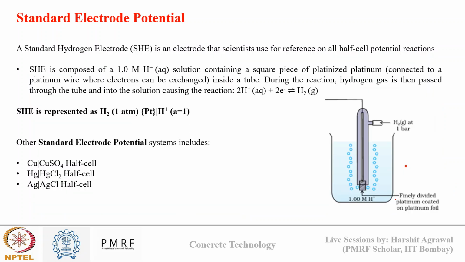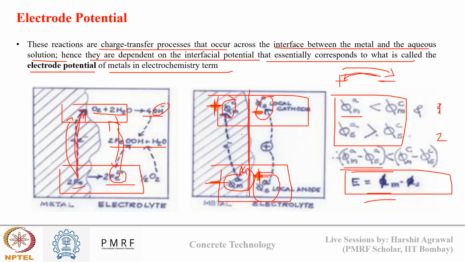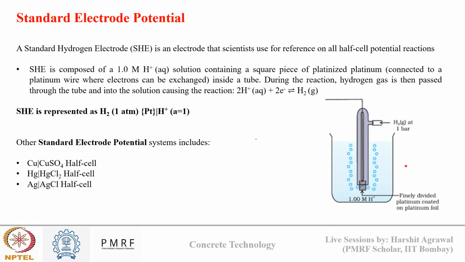Now, measuring the absolute value of potential at a steel surface is not possible. We can never measure the absolute potential of a material. So for recording potential, we report it with respect to a certain standard electrode system whose value we know. And one such system which is most standard is the standard hydrogen electrode. The standard hydrogen electrode, represented by SHE, is the electrode that scientists use as a reference for all half cell potential reactions.